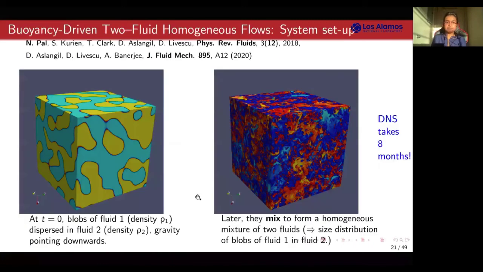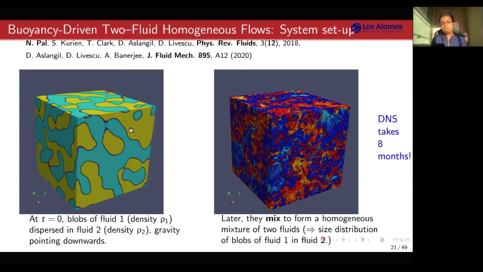and I will show how we did that. So my system setup is the following. I am studying buoyancy-driven two-fluid homogeneous flow. What this is: suppose we have big blobs of a yellow fluid, which is the heavy fluid, inside a background lighter fluid. Suppose ink and water, but only one component is heavier than the other, and gravity is pointing downwards. So this system is homogeneous because the yellow fluid is homogeneously dispersed inside the domain.